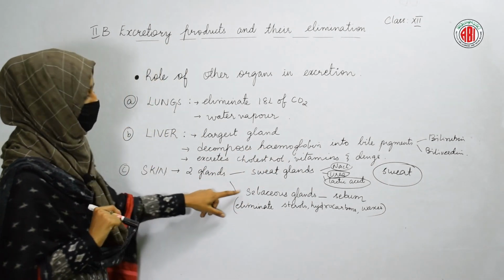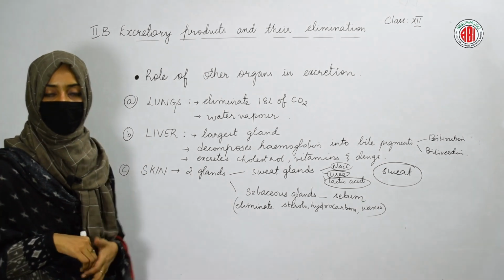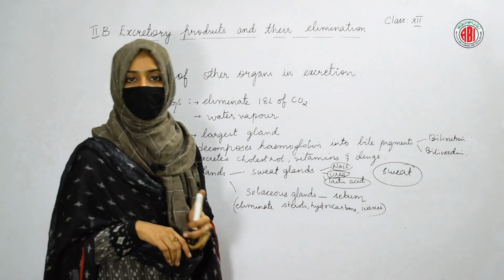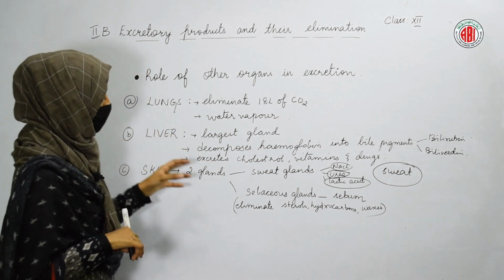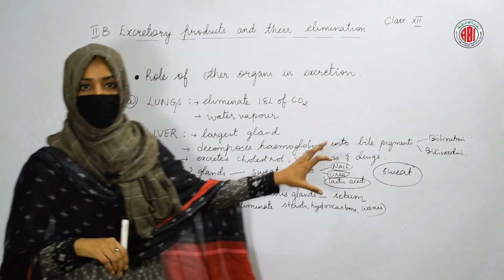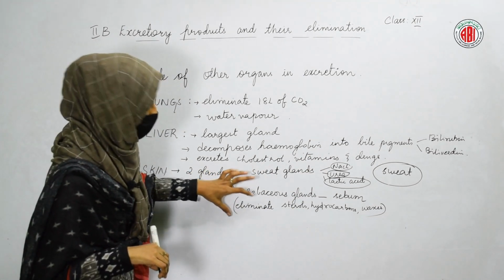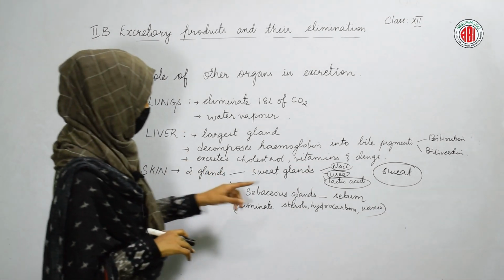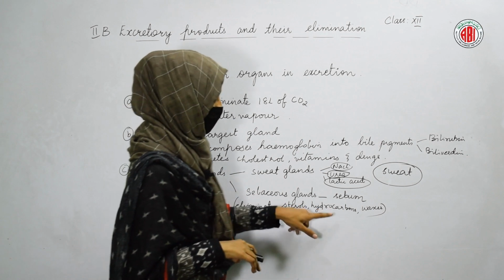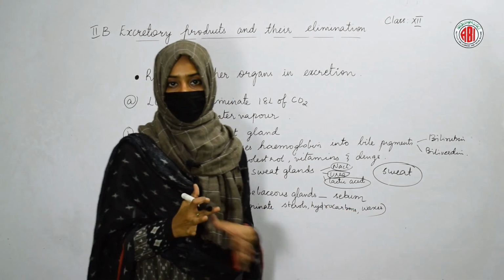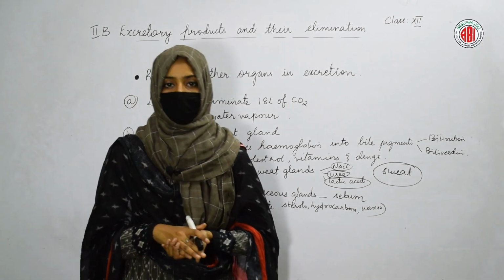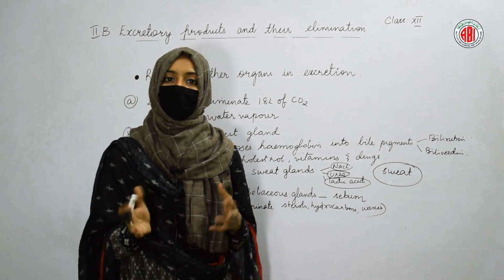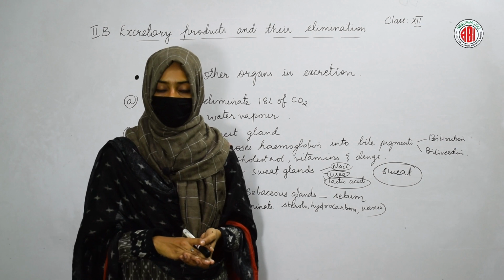The next gland is the sebaceous gland. The sebaceous gland is also a skin gland and it also acts as an excretory gland because it secretes sebum, and in the form of sebum we can eliminate a lot of waste substances: we can remove sterols, hydrocarbons and waxes. And as the sebaceous gland secretes sebum, it also helps in providing an oily protective covering over our skin.